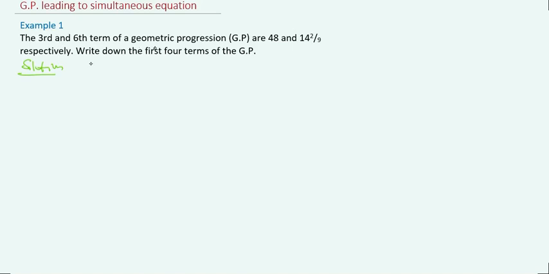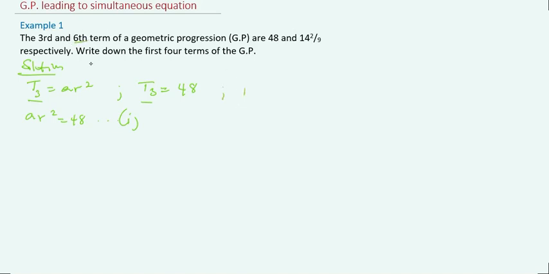The third and sixth terms of a GP. The third term is equal to ar raised to power 2, and the same third term is given as 48. So we'll say that ar raised to power 2 is equal to 48. That's equation 1.